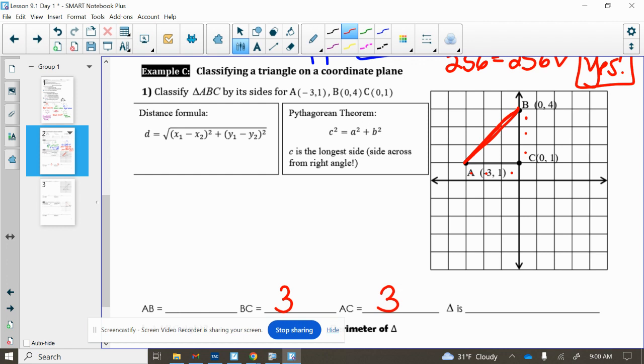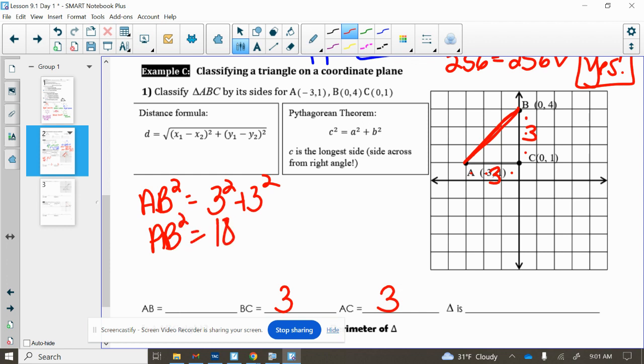We can either use Pythagorean theorem or the distance formula. So on this one, I'm going to use Pythagorean theorem, because we have these 2 vertical sides. So AB squared, right, our c squared is going to equal 3 squared plus 3 squared. So AB squared equals 9 plus 9, which is 18. So AB is the square root of 18, which is about 4.24.